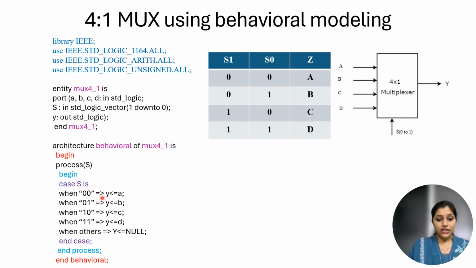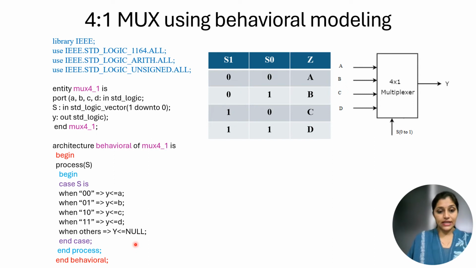Begin. Either we can use if-else statements or case statement in behavioral modeling. So case S is when 0, 0. It means when the value of S is 0, 0, my output Y is assigned as A. For 0, 1, B. For 1, 0, C. And for 1, 1, D. When others, then Y is assigned as null. Now you could think, we have already covered all conditions, 0, 0, 0, 1, 1, 0 and 1, 1. Then what else is remaining?